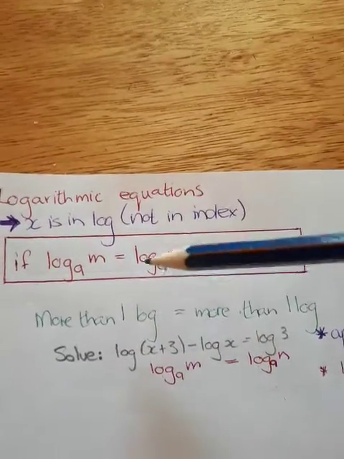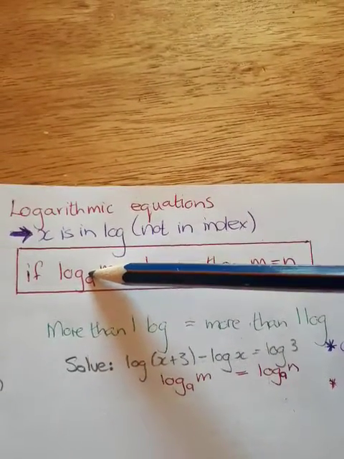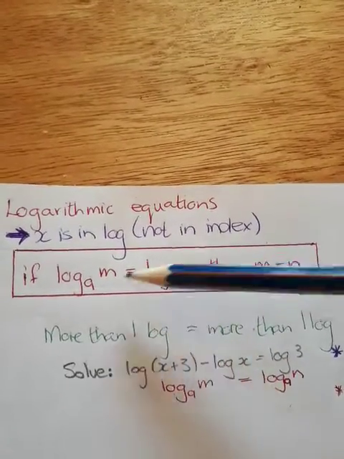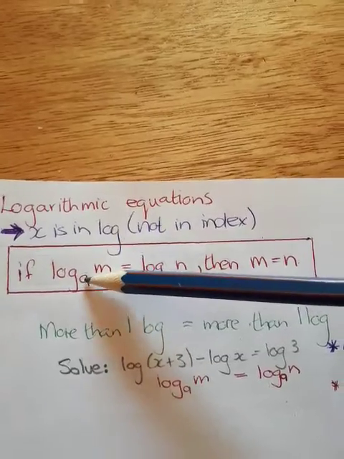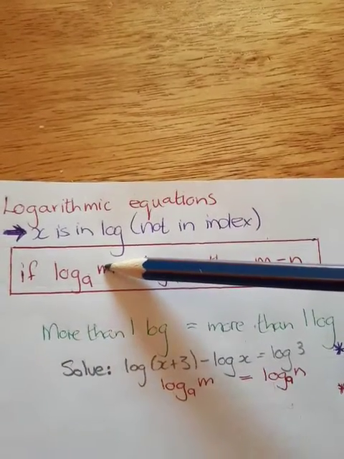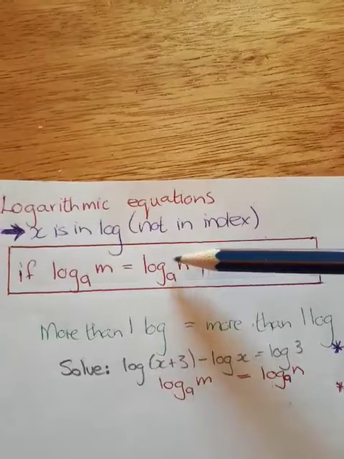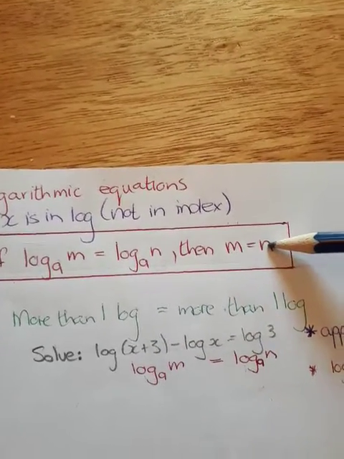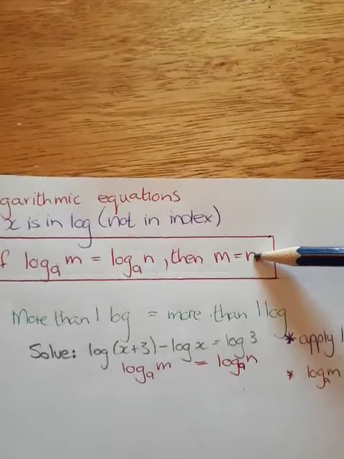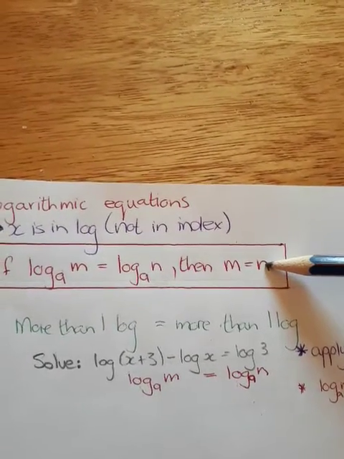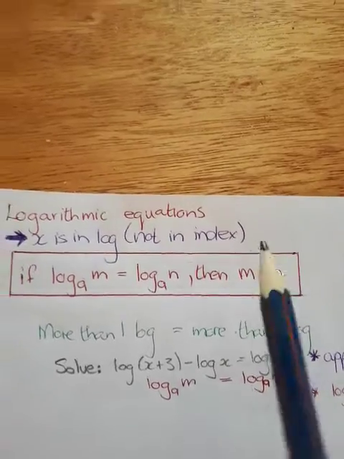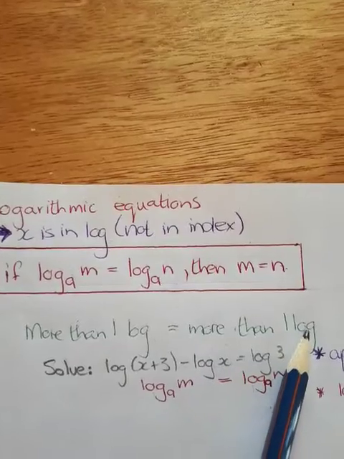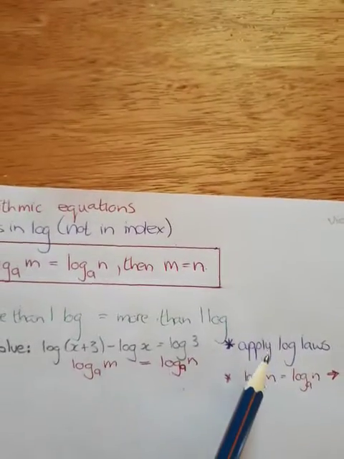And then we aim at getting one log on the left-hand side and one log on the right-hand side with the same base, important, because if we have log m and log n, then we can conclude that m equals n, which gives us linear or quadratic equations, which we can simply solve. So the example we have is more than one log on the left-hand side and more than one log on the right-hand side.